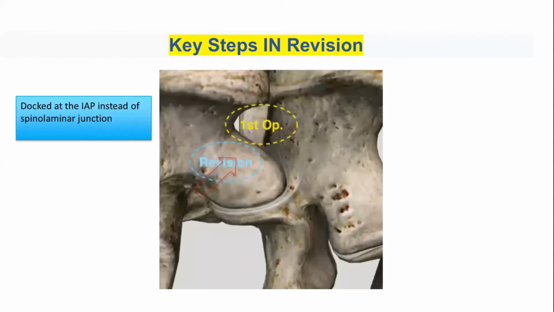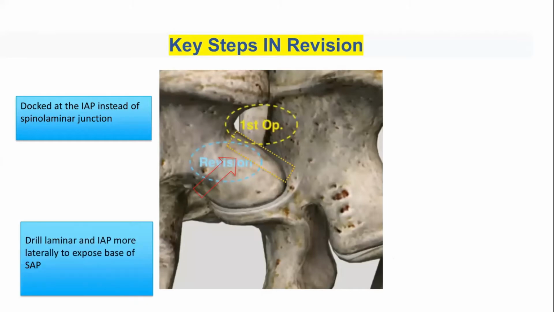So first we have the dock. I think we dock a bit more lateral instead of a spinolaminar junction. We dock at the lamina. We do an adequate laminotomy, more lateral than the previous surgery.